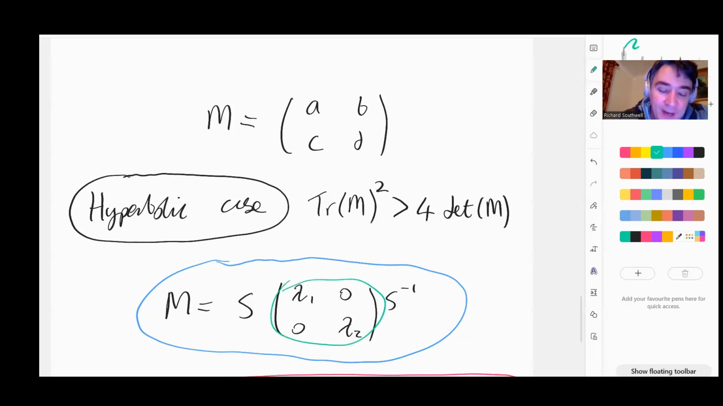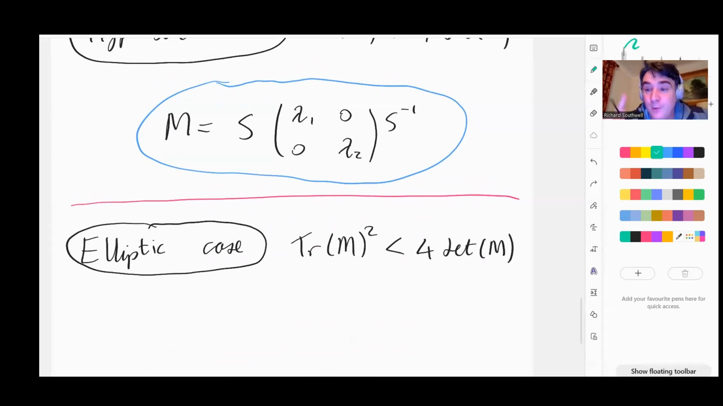And what this matrix here is doing is it's basically scaling the x coordinate by one of these eigenvalues, lambda 1, and it's scaling the other coordinate by the other eigenvalue, lambda 2. And so that's basically what's going on here. Okay. The next case is much more interesting.